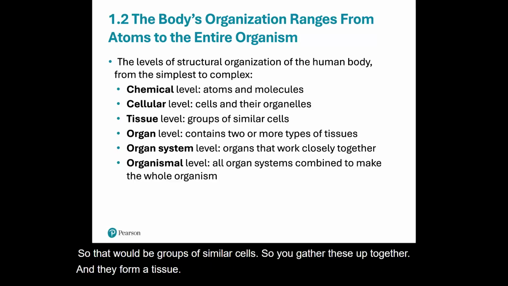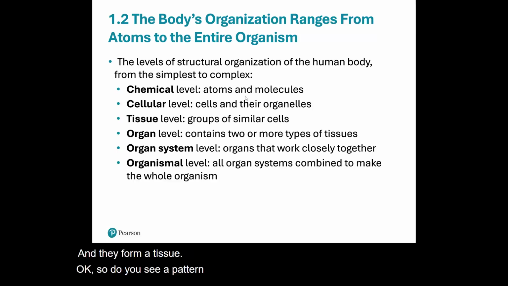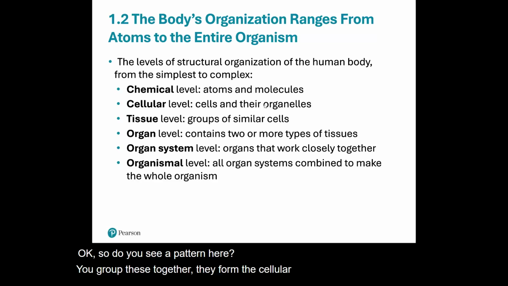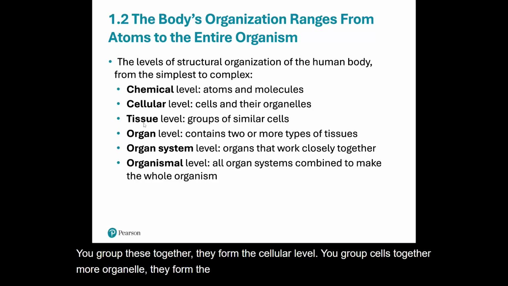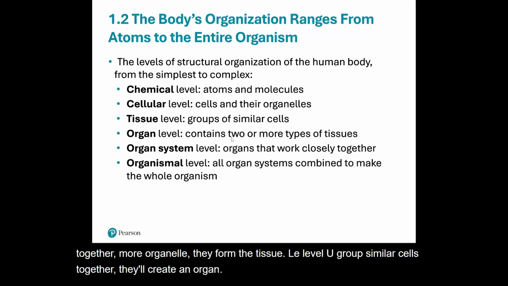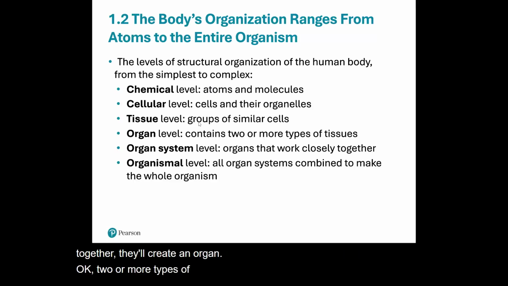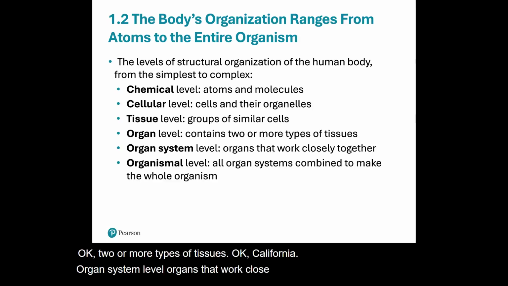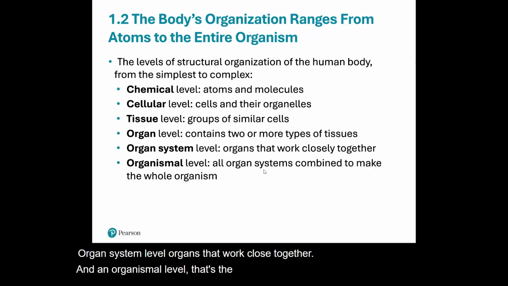Okay, so do you see a pattern here? You group these together, they form the cellular level. You group cells together, they form the tissue level. You group similar tissues together, they create an organ, which is two or more types of tissues. Then the organ system level, organs that work closely together. And then the organismal level, that's the entire organism, everything working in unison.